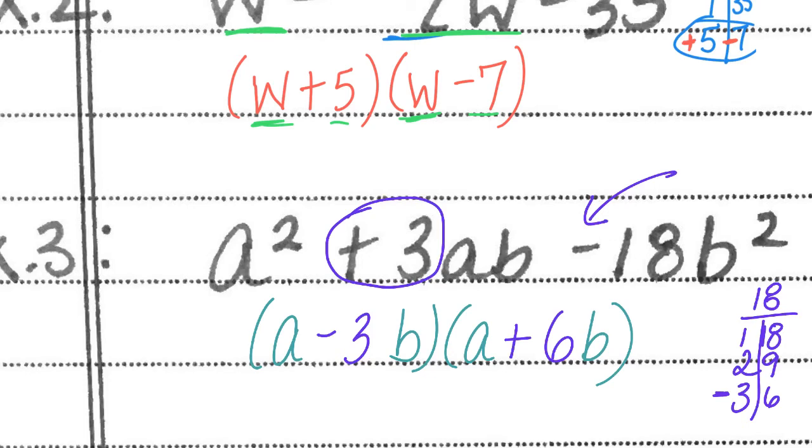So again, that b squared in the back, we're not going to let that throw us off. When I FOIL this, first terms is a squared. The outers is 6ab and the inner is negative 3ab. 6ab minus 3ab is 3ab. And the last terms are a negative 18b squared.